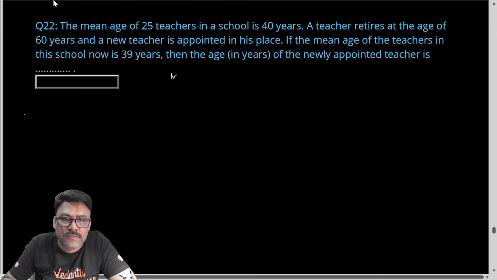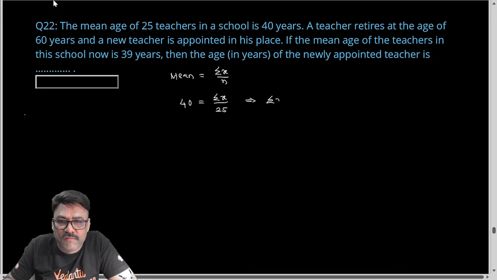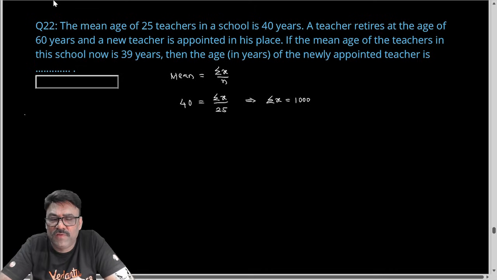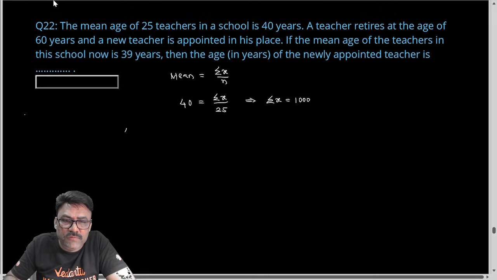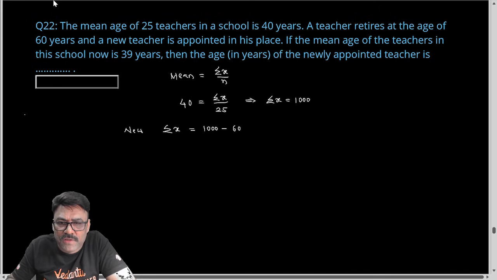So mean will be what? Mean will be sigma x over n. So mean is given 40, number of teachers is 25. So sigma x is 1000. This is initially the sum of ages of all the 25 teachers. So now what will be the new sigma x? Out of these 1000, one teacher retired at the age of 60, and a new teacher joined.